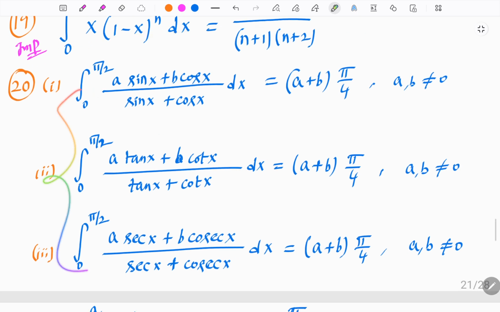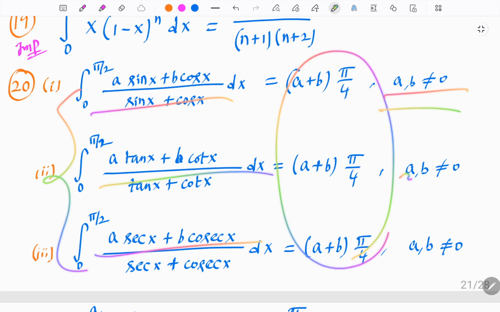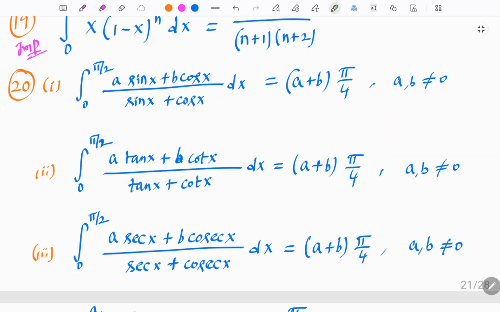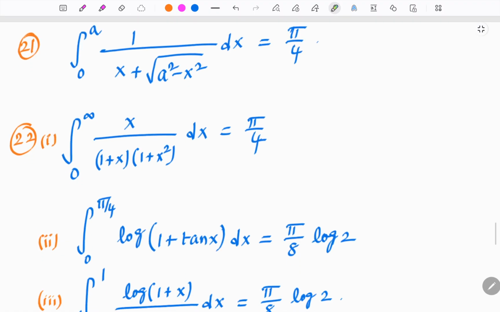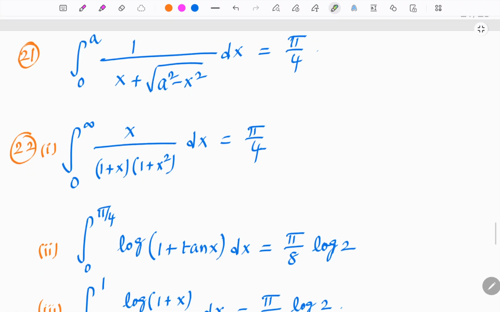See, there are 3. Whether it is this one or this one, the answer is fixed, but your a and b should never be 0, whether it is sine cos or tan cot or secant cosecant. Clear? If it looks like this form, the fixed answer is (a plus b) into pi by 4, students. And one more tricky one here. If any integral 0 to a looks like this form, what is the fixed answer? Pi by 4. And one more, it is a standard result, you should remember.